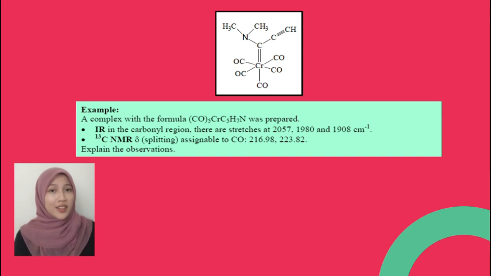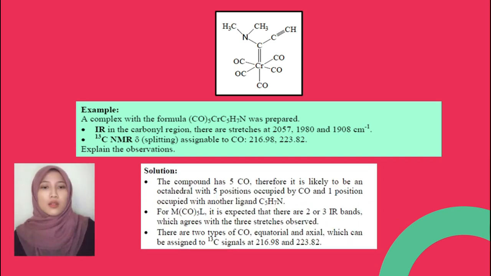Okay, we can combine the IR spectroscopy and carbon-13 NMR spectroscopy. Let's take a look at one example. As you can see at the slide, a complex with the formula of CO5CrC5H7N was prepared. So it is obviously an organometallic complex. So the detail is the IR in the carbonyl region, they are stretches at 2057, 1980 and 1908 cm⁻¹. Meanwhile, for the carbon-13 NMR, the shift assignable to CO is 216 and 223.